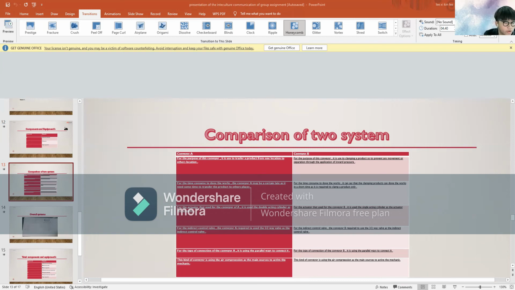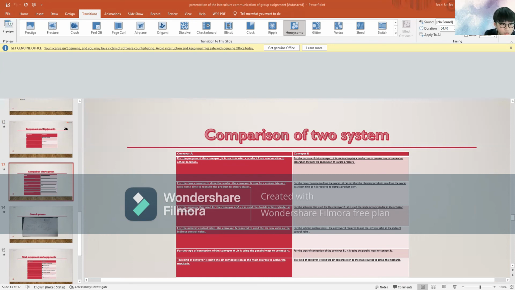For the type of connection, conveyor A is connected in a parallel way. This kind of conveyor uses compressed air as the main source to activate the mechanics. For B, it is the same, using a parallel connection and compressed air as the main source to activate the mechanics.